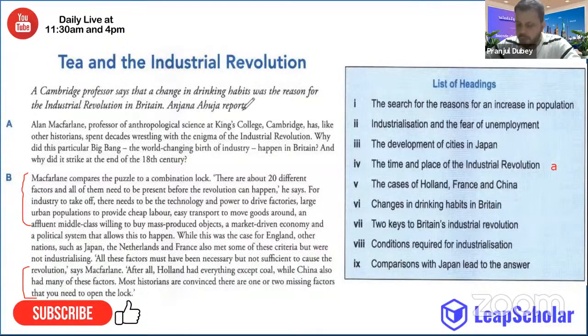All right, let's have a look. What do we have over here for paragraph number B? We are all done with number 4 already. So, McFarlane compares a puzzle. Now, we are not going to read it at a slow, normal pace, which we usually do. I want all of you guys to be attentive over here.